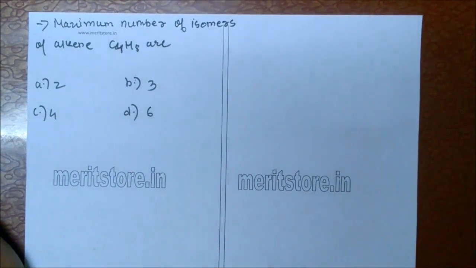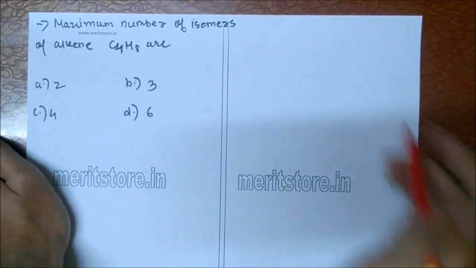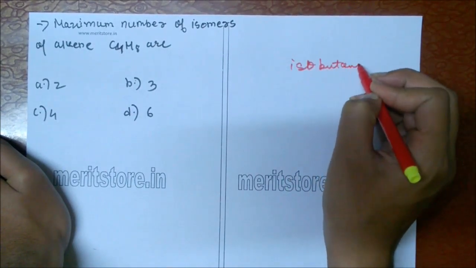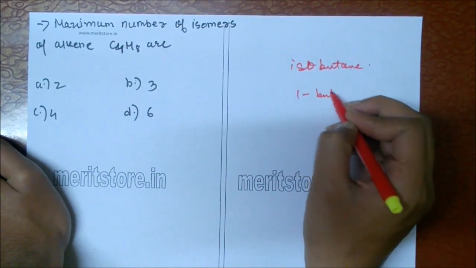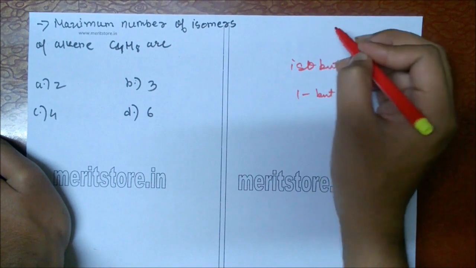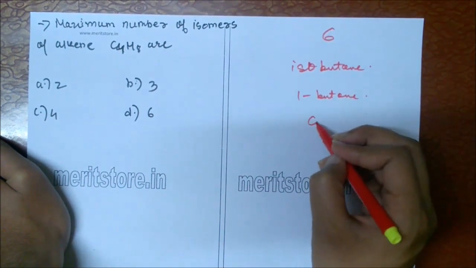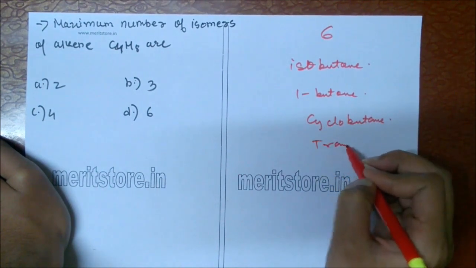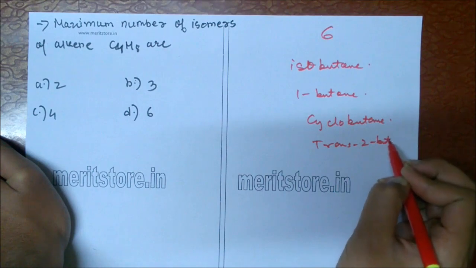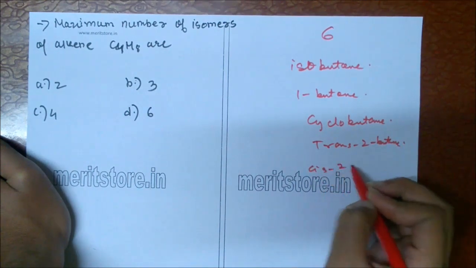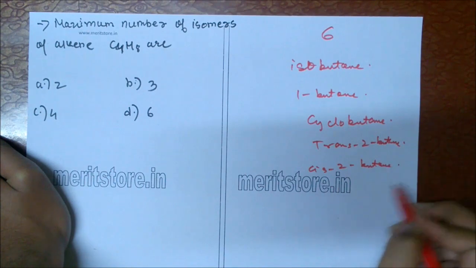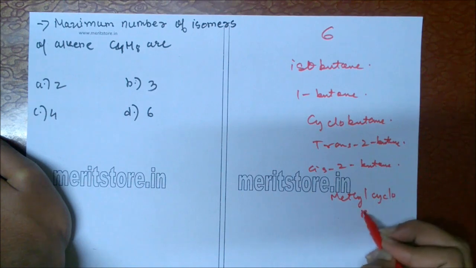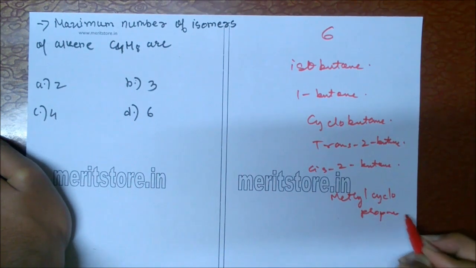What is the maximum number of isomers of C4H8? One isomer is isobutene, another is 1-butene. In total there are 6 isomers. The third one is cyclobutane, the fourth is trans-2-butene, then cis-2-butene, and the last one is methylcyclopropane. So there are 6 isomers.